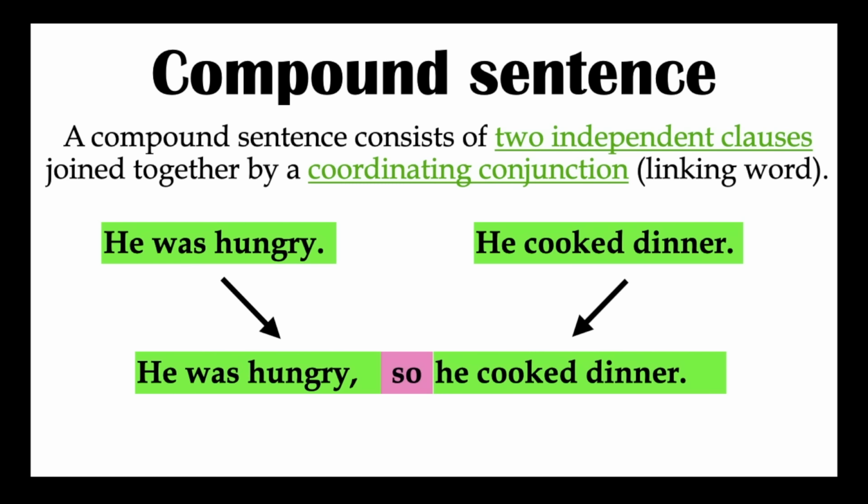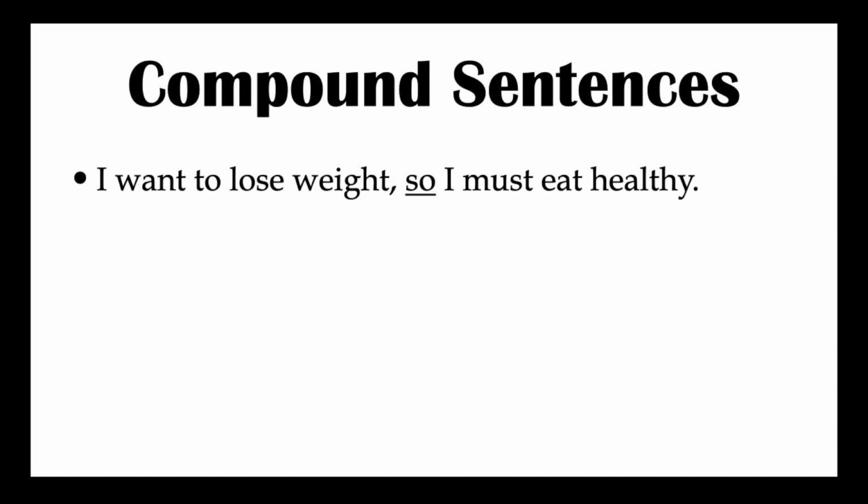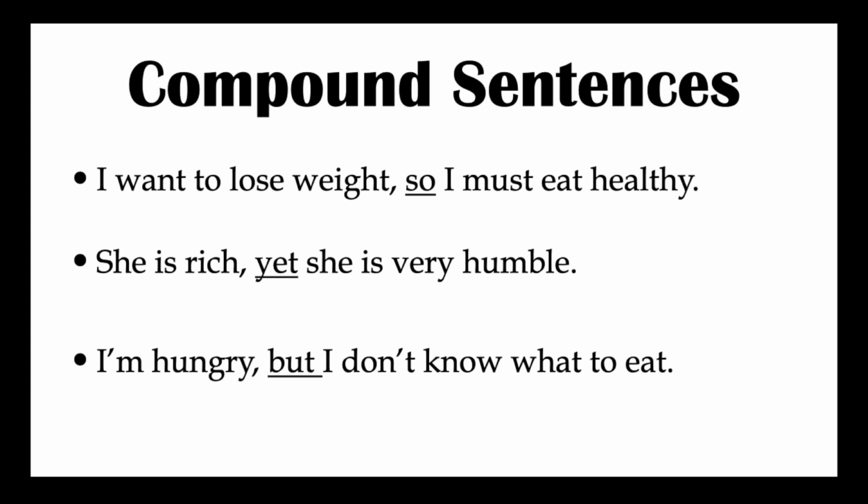Other examples of coordinating conjunctions include for, and, nor, but, or, yet, so. Here are some more examples of compound sentences. I want to lose weight, so I must eat healthy. She is rich, yet she is very humble. I'm hungry, but I don't know what to eat.